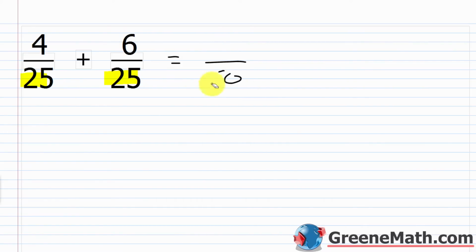The denominator is not going to change. The denominator will stay as a 25. Now I'm just going to add the numerators. So 4 plus 6 is 10, so I get 10 over 25. But we're not done. Whenever we work with fractions, we want to report our answer in simplified form, or as we'd say, reduced to its lowest terms.